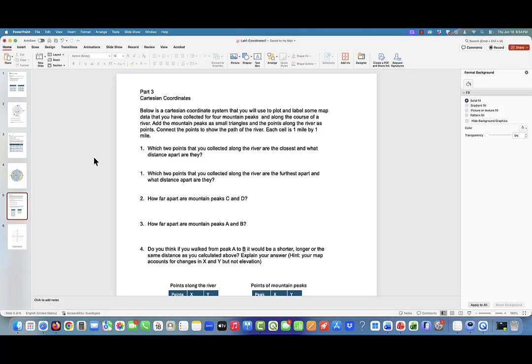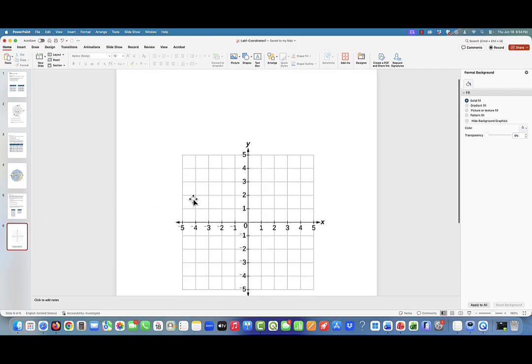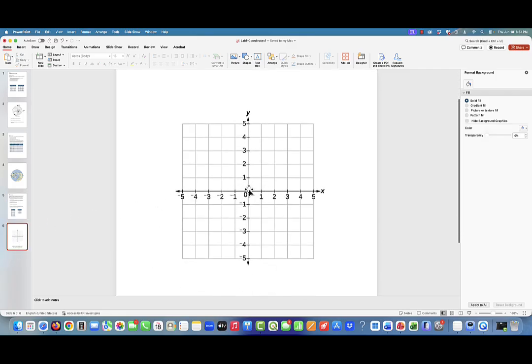Let's get started with part 3 of Lab 1, which has to do with Cartesian coordinates. If you remember, Cartesian coordinates are x and y coordinates. They're perpendicular to each other. They have something called an origin, which is where both the x and y value are equal to 0, which would be right in the center here. X increases to the right, it goes negative to the left. Y increases upward and goes negative below that.